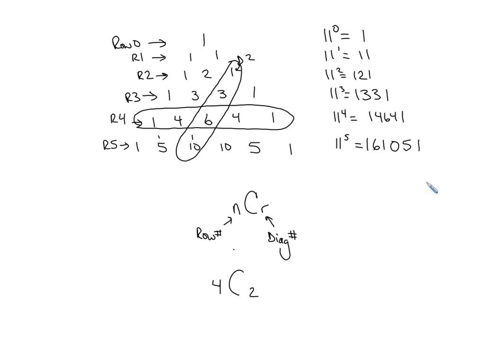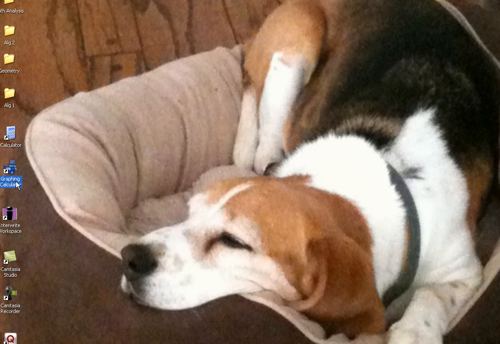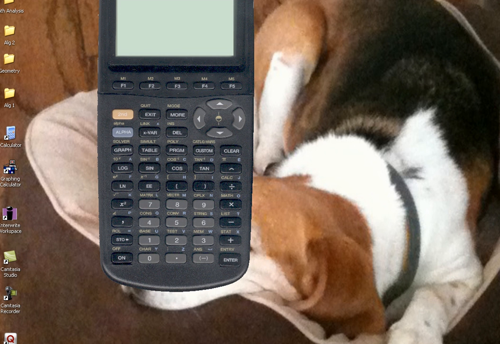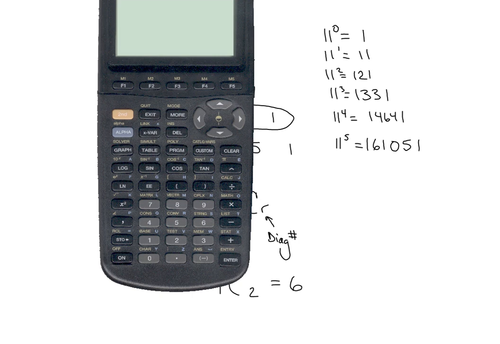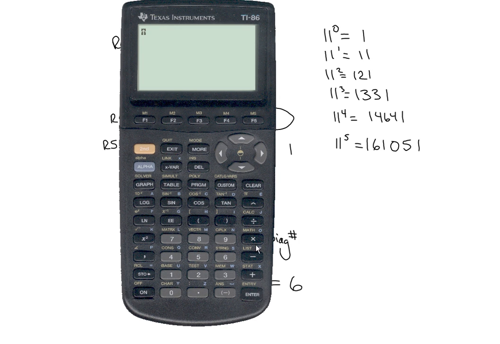Where do those two overlap each other? It turns out that 4C2 is equal to 6. To verify that, let's get our calculator out here. Go to my math menu. Go to my probability menu. 4C2. There we go.